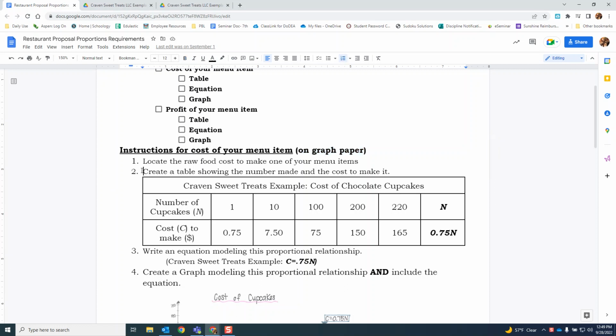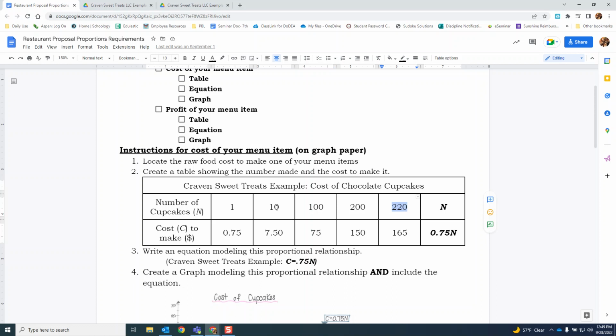Okay, so you are first going to create a table showing the number made and the cost to make it. You should have already finished your raw food cost, which means you know how much it costs for one. So for my individual, the number of cupcakes, one cost me 75 cents. Then you complete the rest of your ratio table. I chose to scale it up by larger numbers. These numbers you can choose, but just keep in mind you're talking about a business, so you probably do want to go up to some larger numbers.